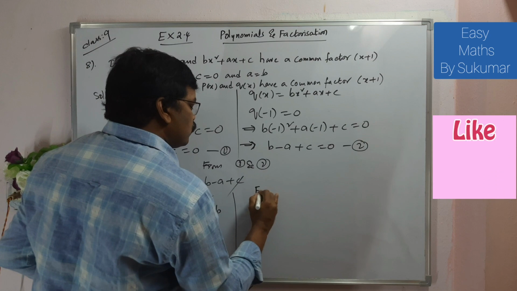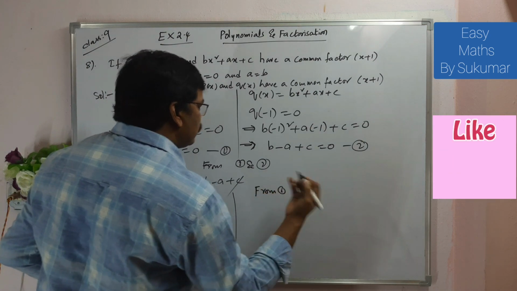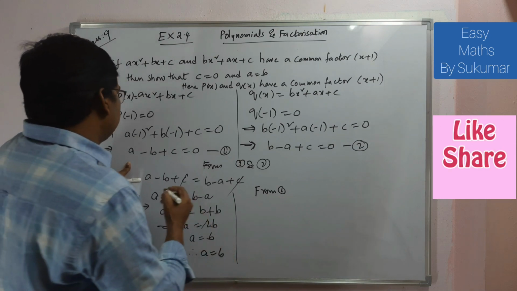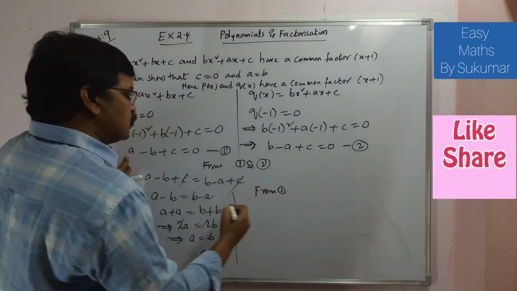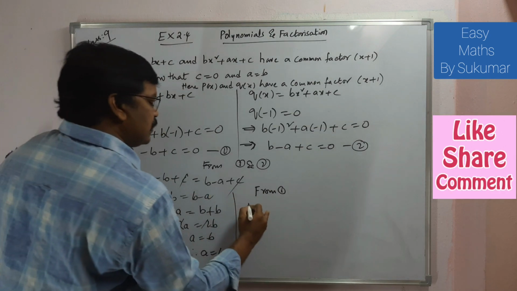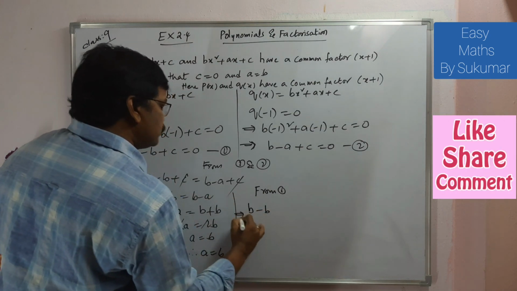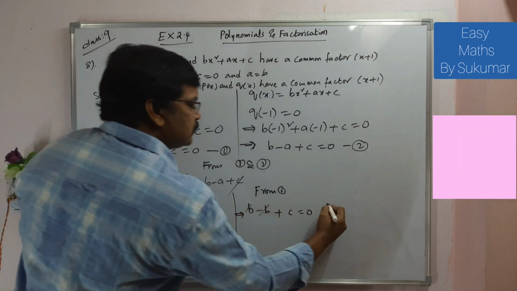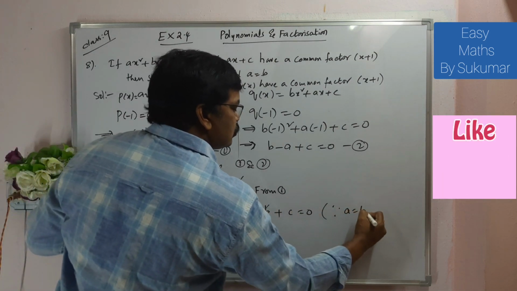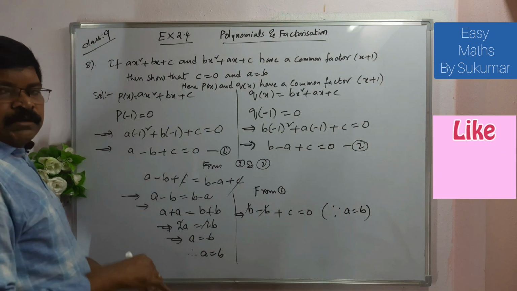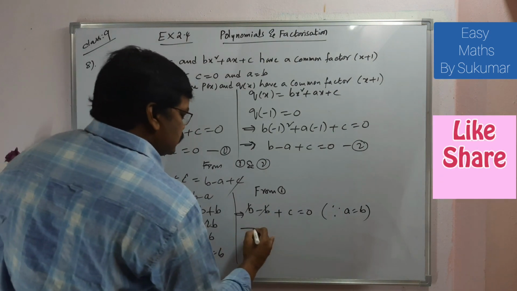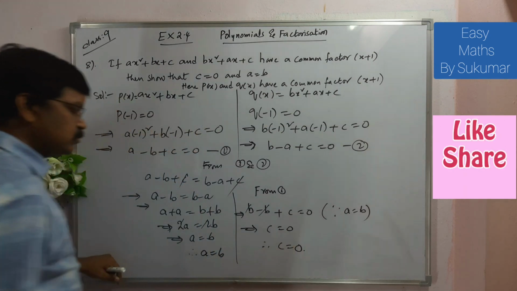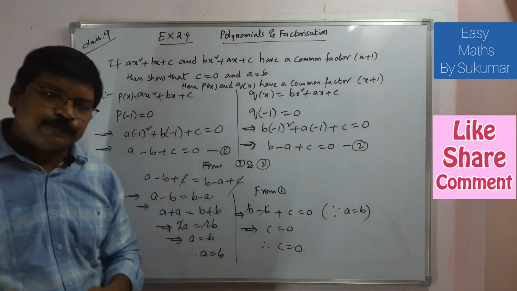Now from equation 1 or 2, we can take any equation. Now I take equation 1. Substitute a is equal to b. That means instead of a, I will write b. b minus b plus c is equal to 0. Both get cancelled. Why? The reason is a is equal to b. Since a is equal to b, this implies c is equal to 0. Therefore, c is equal to 0 and a is equal to b.